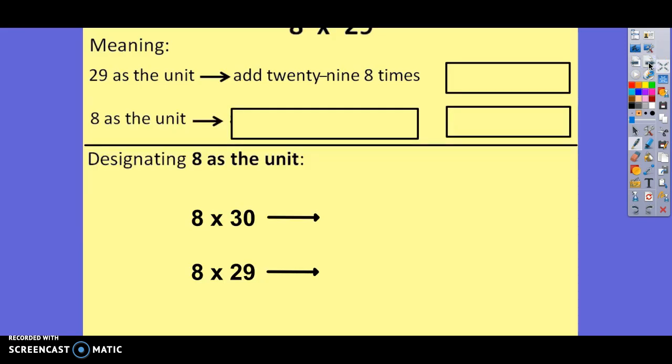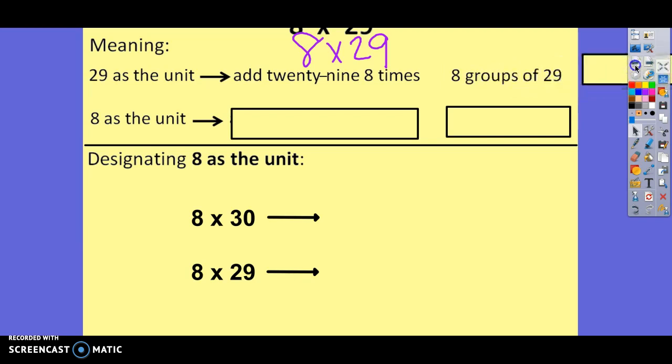So let's look at this. It's kind of hard to see at the top of the screen, but you have 8 times 29. We're going to try and solve this in mental math using different ways. So we have 29 as the unit. We would add 29 8 times. Well, adding something 8 times would take a little while, so instead we're going to do 8 groups of 29. We'd multiply 8 times 29.